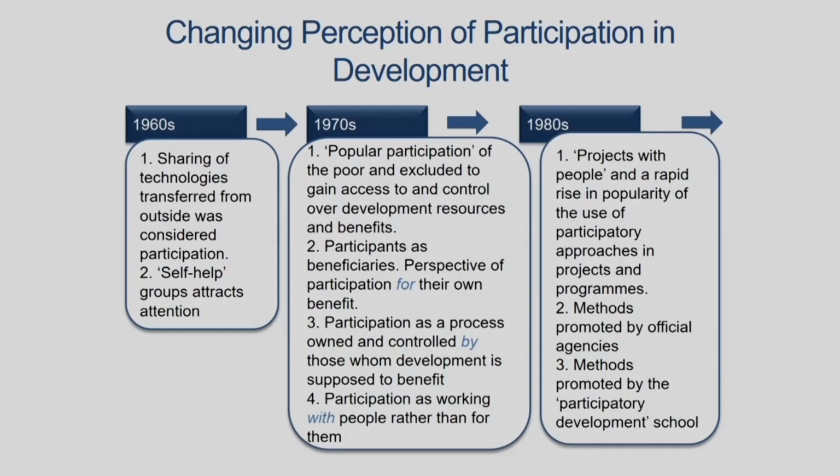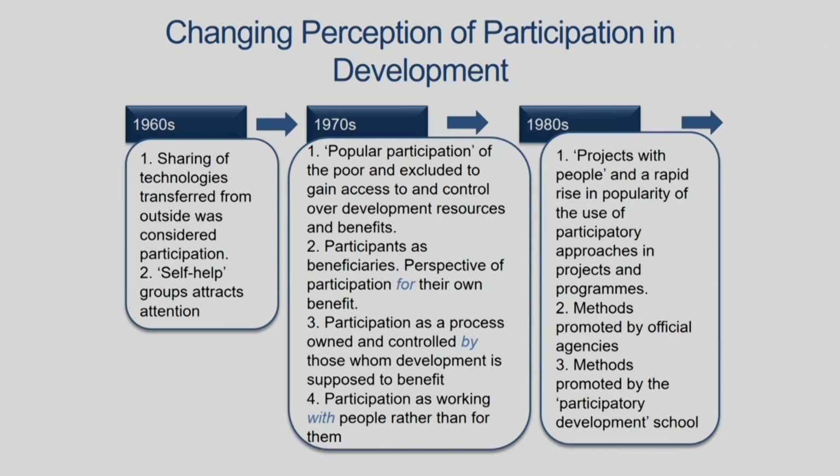So, for example, if we are talking about a food for work program or a program in which seeds are being distributed to farmers, here farmers were not referred to as participants of a development process, but were referred to as beneficiaries, where some benefits are being provided to them in the form of doles or welfare benefits. Participation was also referred to as a process owned and controlled by those whom development is supposed to benefit, and participation was also referred to as working with people rather than for them.